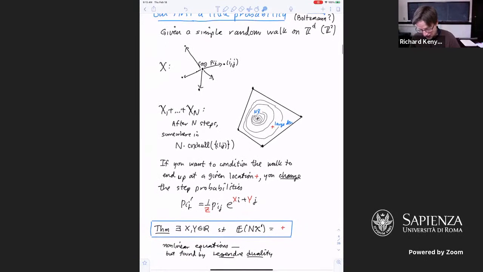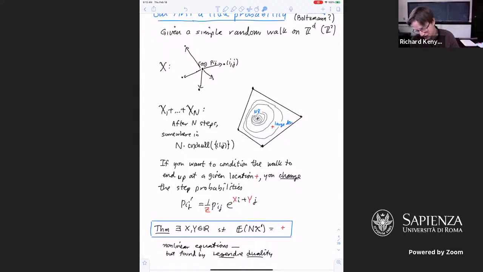And of course, the theorem is that no matter where you choose the point you want to end up, there is a unique X and Y. So maybe I didn't give all the hypotheses here, but once you choose the location you want to end up, there are two constants, capital X and capital Y, such that the new random walk will have that as its mean value.